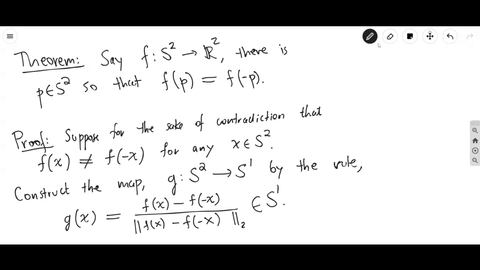Now you should notice that the assumption that f of x and f of negative x are not equal to each other ensures that the denominator is not zero, so we can divide out by this. And that also tells us that the mapping G is a continuous mapping. The only potential issue would be where the denominator vanishes, but that's not an issue here. So we have a continuous mapping from S2 to S1.